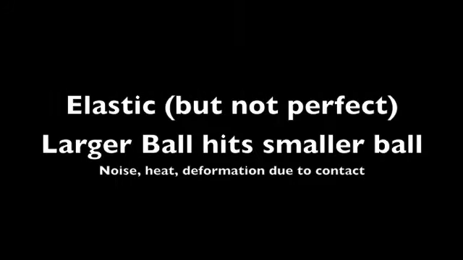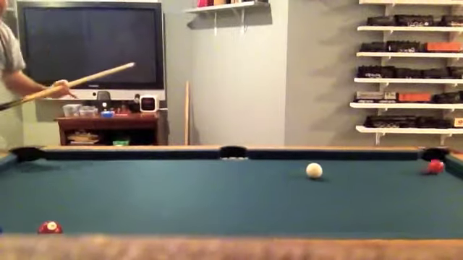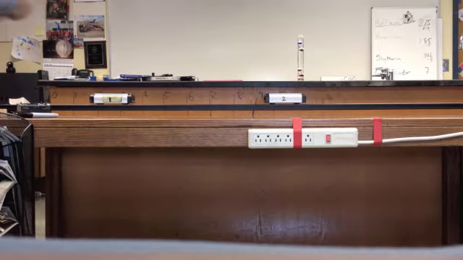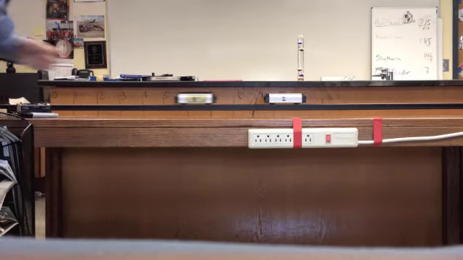We will now examine what happens when a larger object hits a slightly smaller object. On a pool table there's contact, so we can actually hear what happens. Now we are going to put an extra 1,000 grams on cart 1, and cart 2 will remain empty. And we will push cart 1 into cart 2.